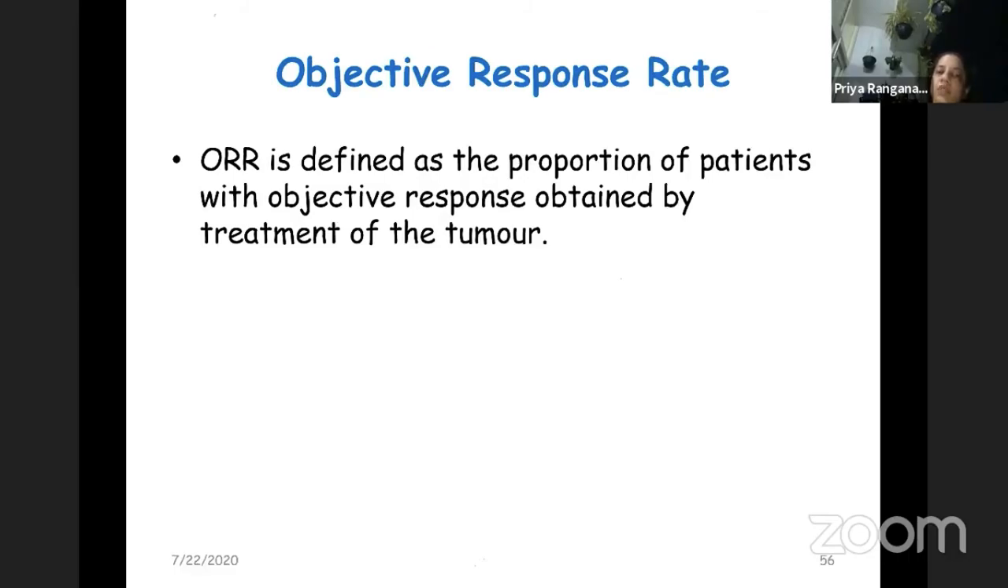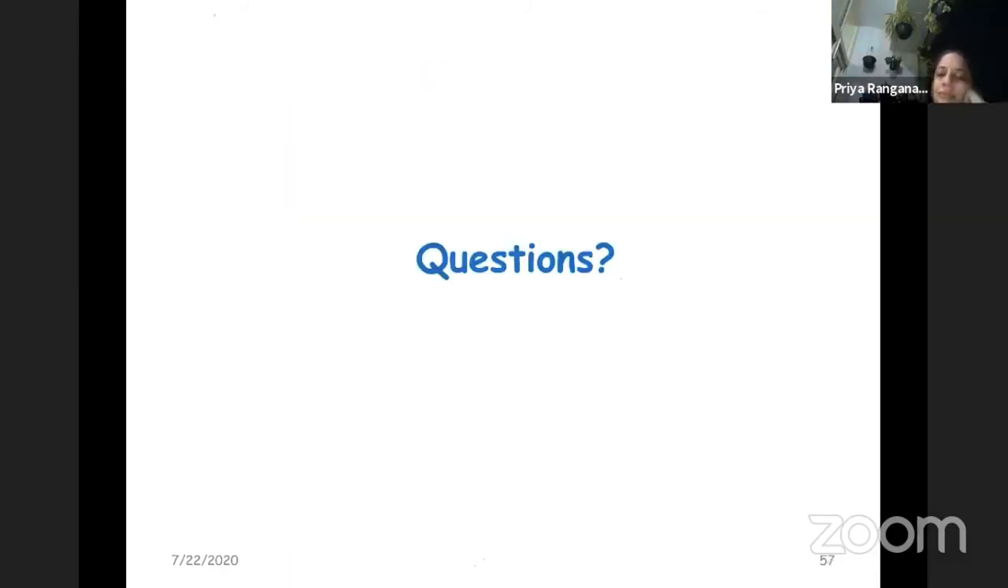And then we have objective response rate, also known as overall response rate. So it's defined as the proportion of patients who have an objective response obtained by treatment of the tumor. And I think you all know there are standard criteria, RECIST criteria, and other criteria for defining what is a response, partial response, complete response. Any questions?